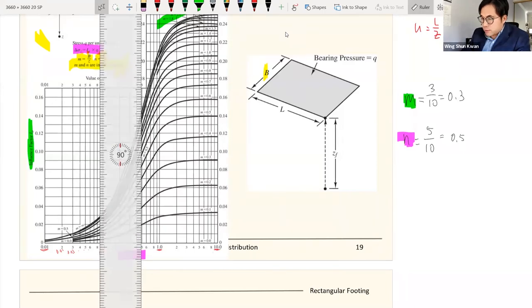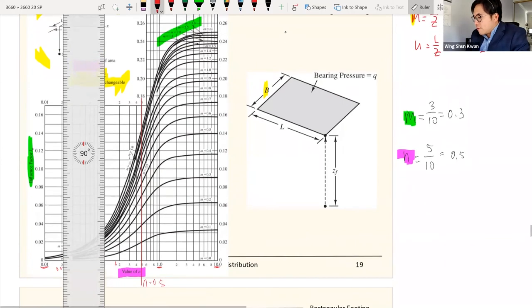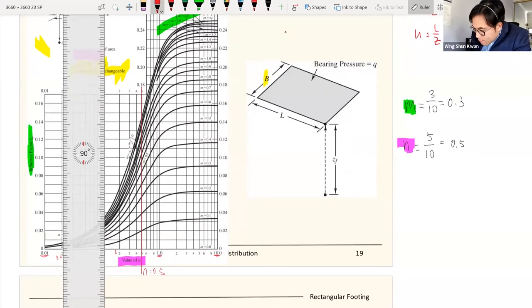So this is like 0.5. Then we look at our M value, which is 0.3. And the M value, this is 0.1, this is 0.2. So this is exactly 0.3.